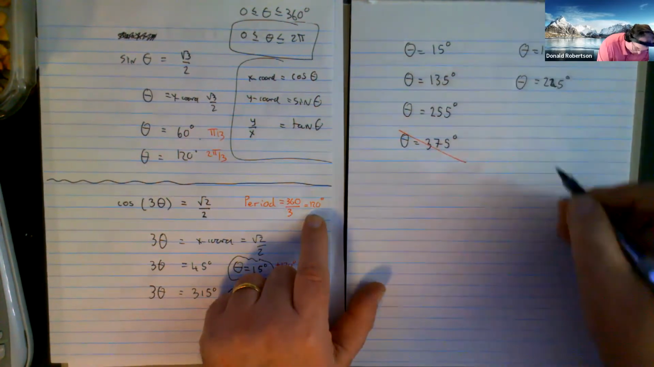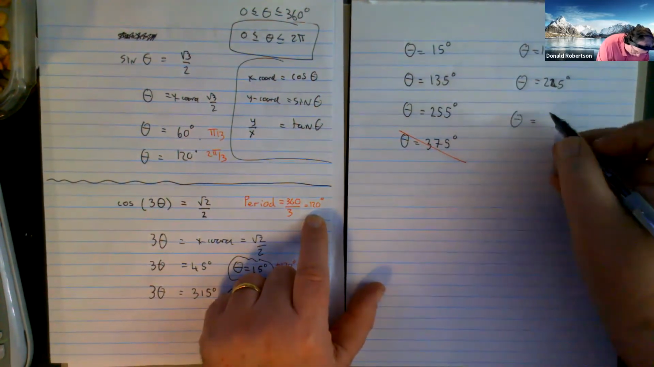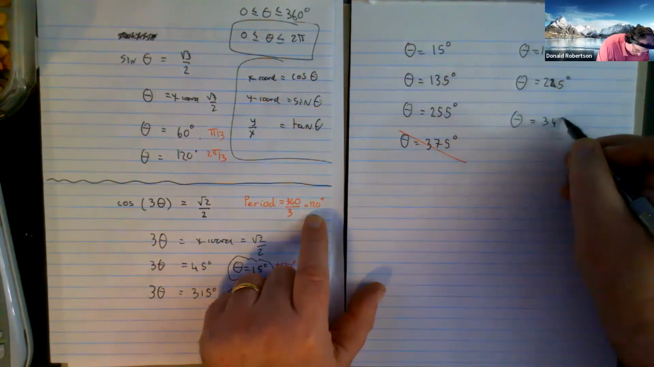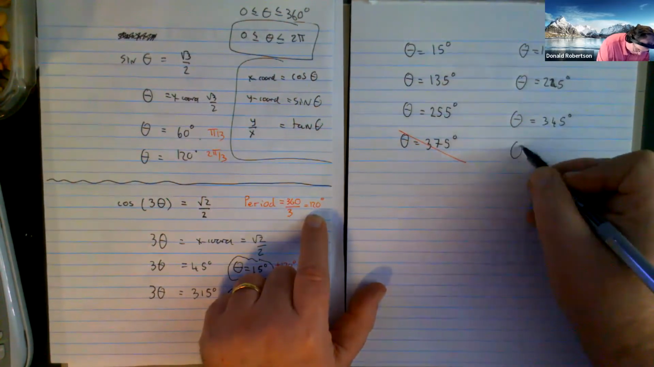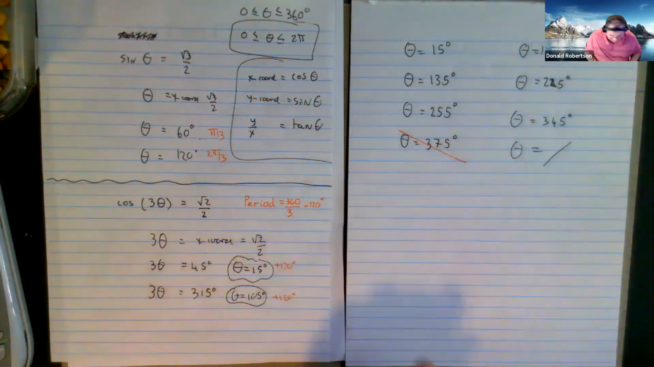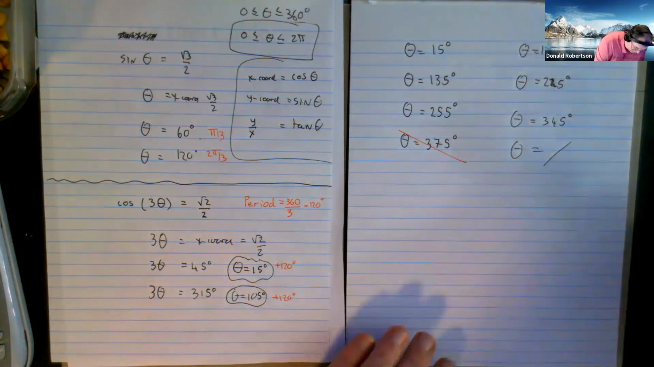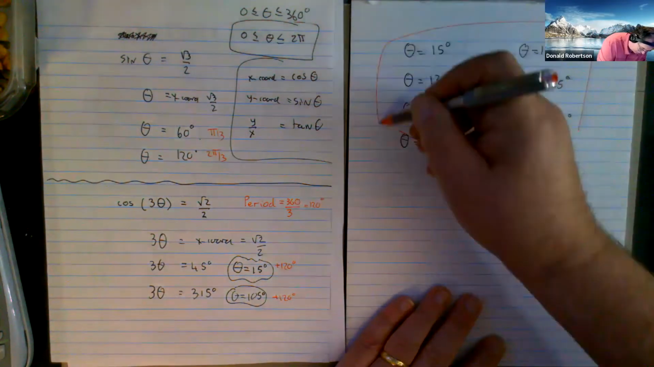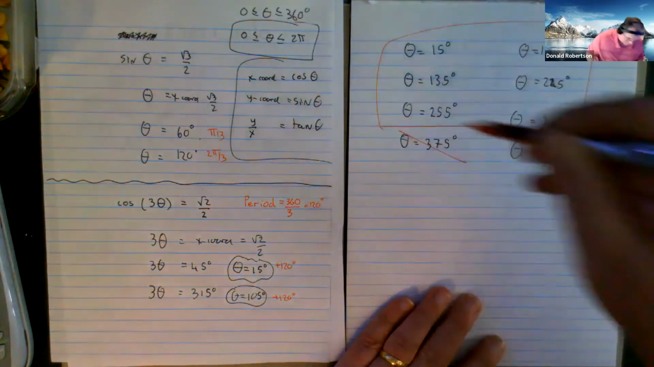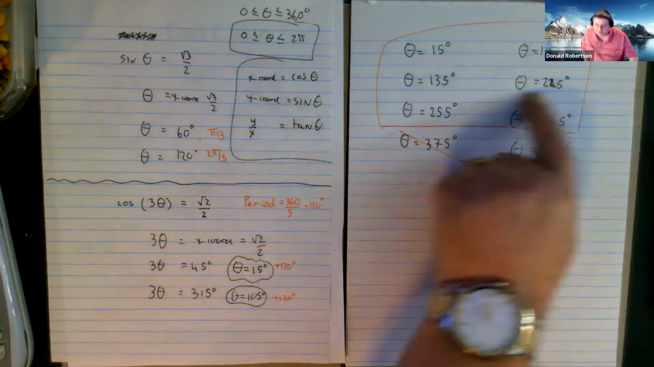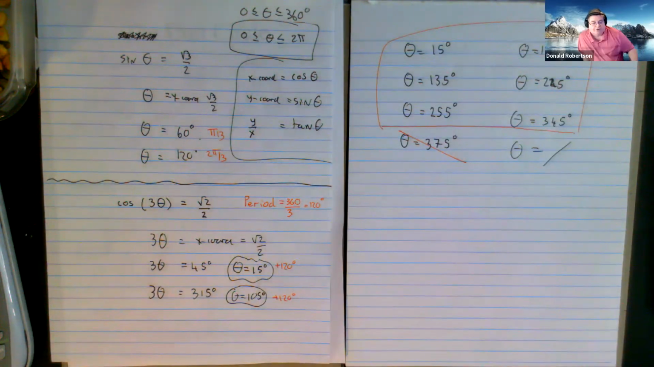That's 225 degrees. You add 120. Don't bother, it's too big. That means that there were 6 solutions. Right, 6 different solutions to this one equation. Are we good with that?